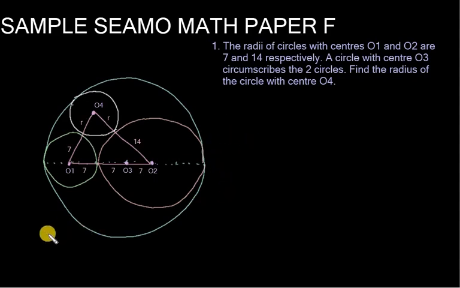Okay, ready? The key to solve this mathematical problem is to draw a line from O3, which is the center of the big circle O3 that circumscribes O1, O2, and O4, through the O4 center, like this. We know that the radius of circle O3 is 21. So the distance between O3 and O4 must be 21 minus R.